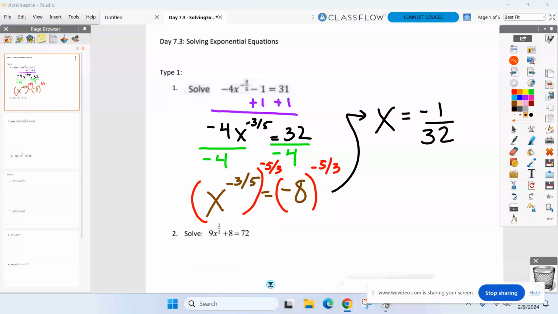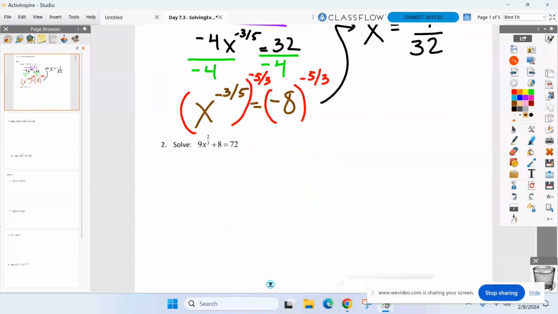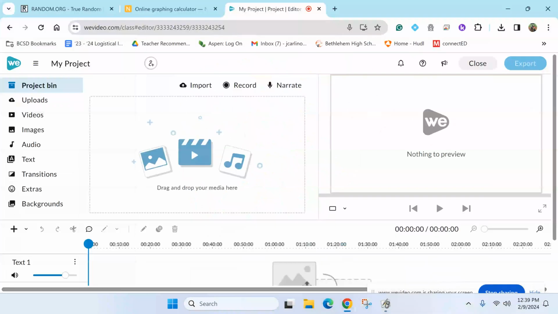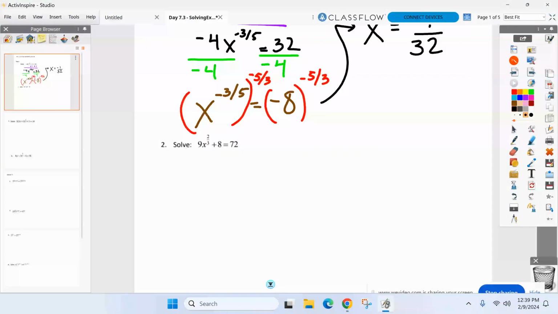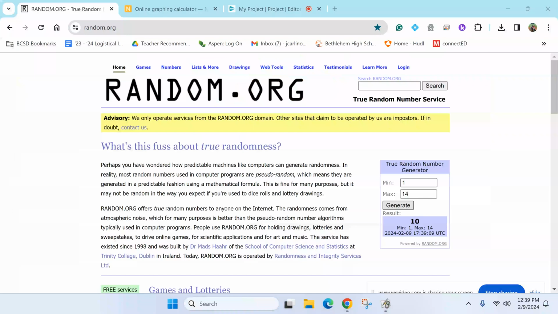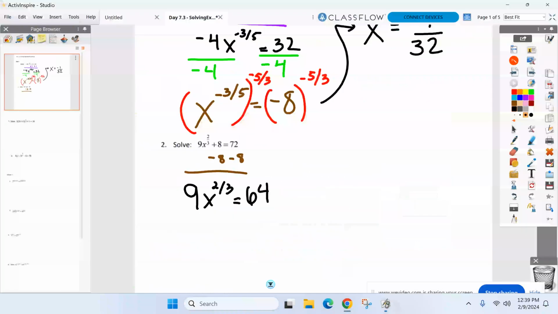All right, let's go to 2. First move here. Let's start this off right. Kate, what do you want to do first? Minus 8. 9x to the 2/3 equals, what do I got there? 64. All right, next move. Richie, next move. Divide the 9 out. Yep, divide the 9 out.